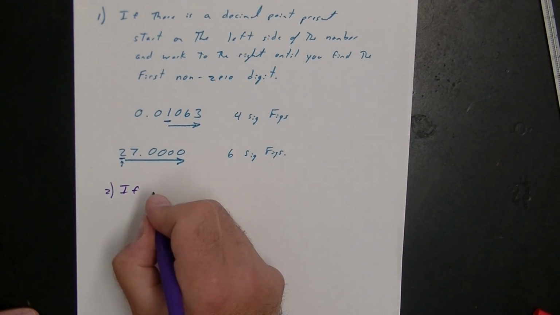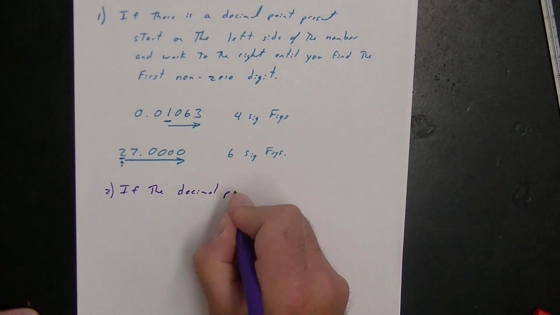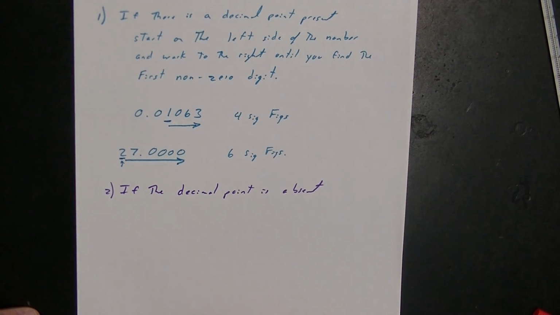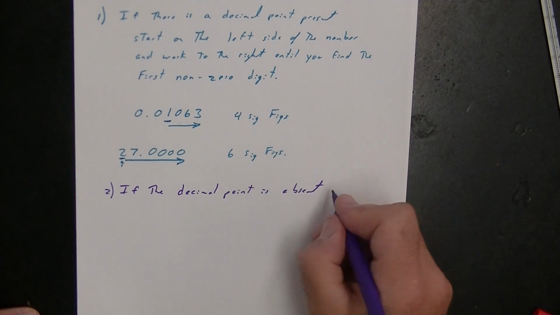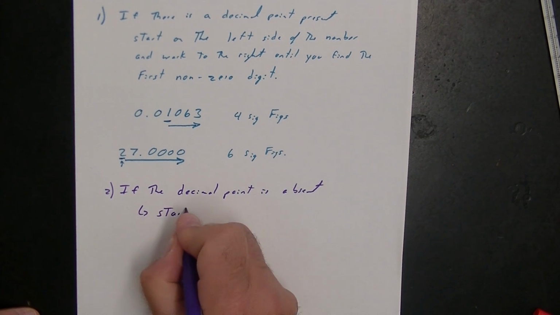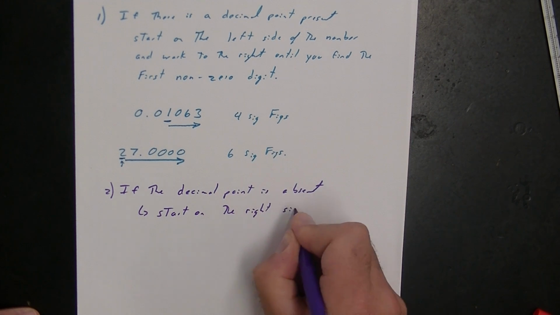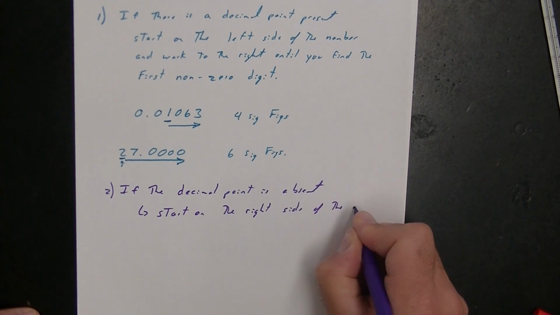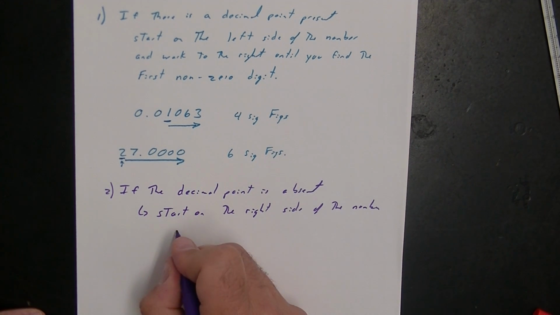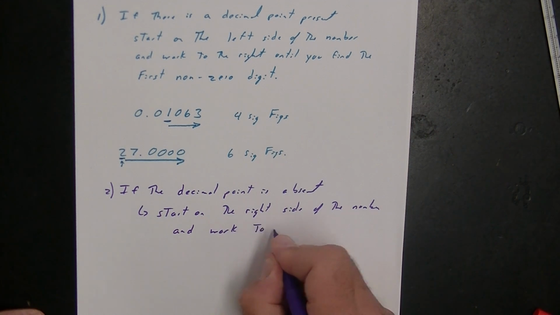If the decimal point is absent, if there is no decimal point, we're going to start on the right side of the number and work backwards, to the left.